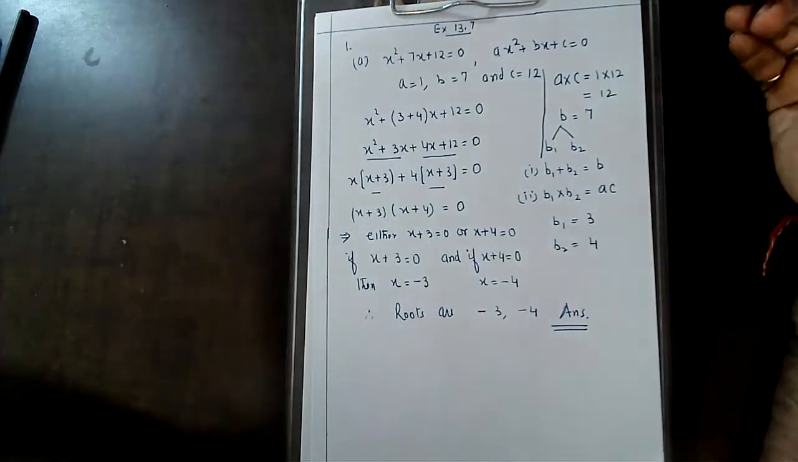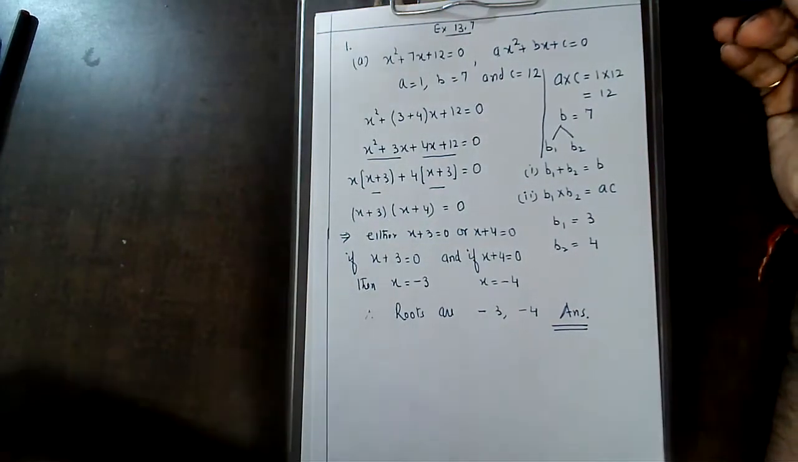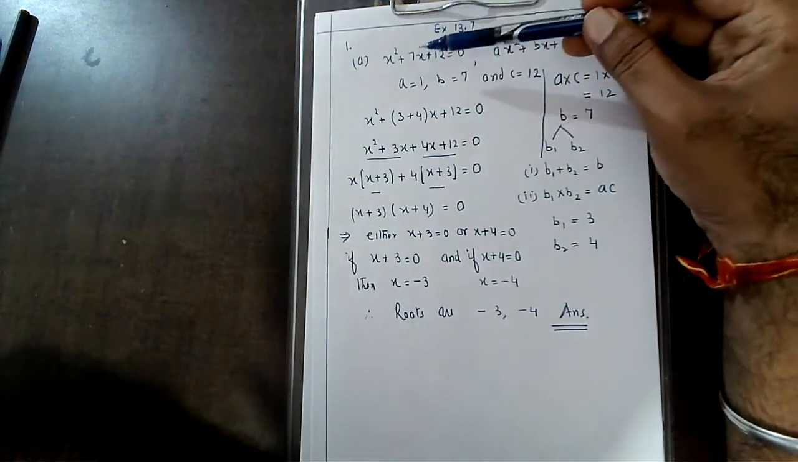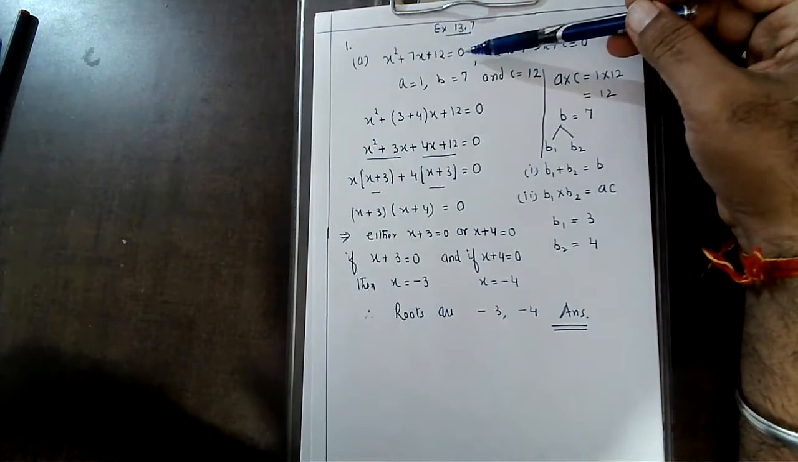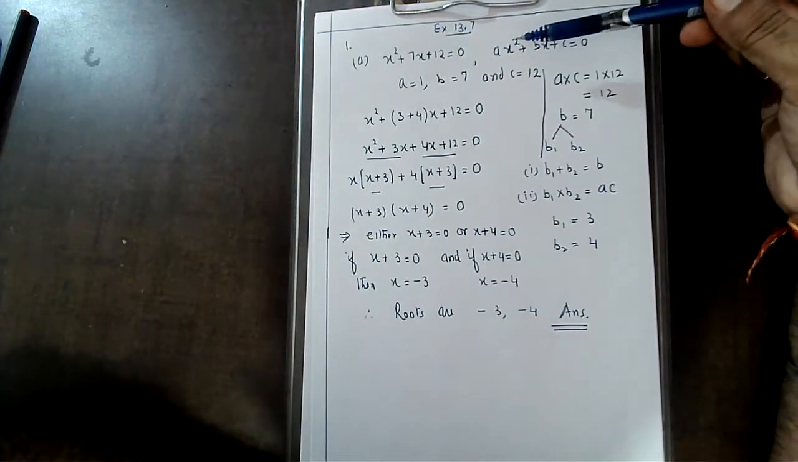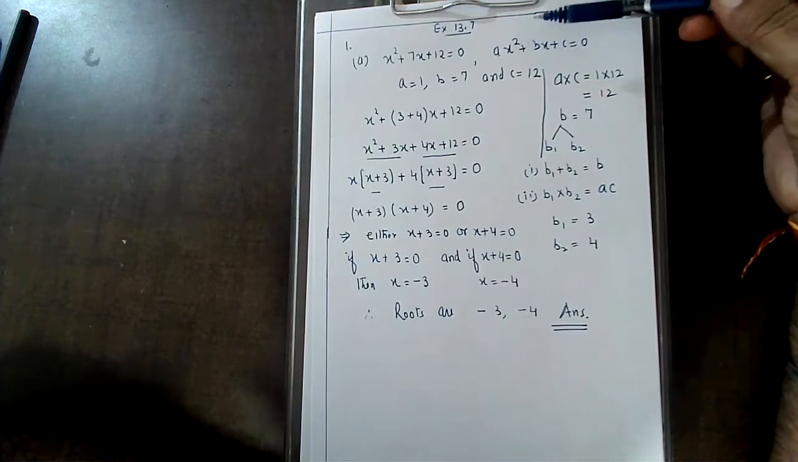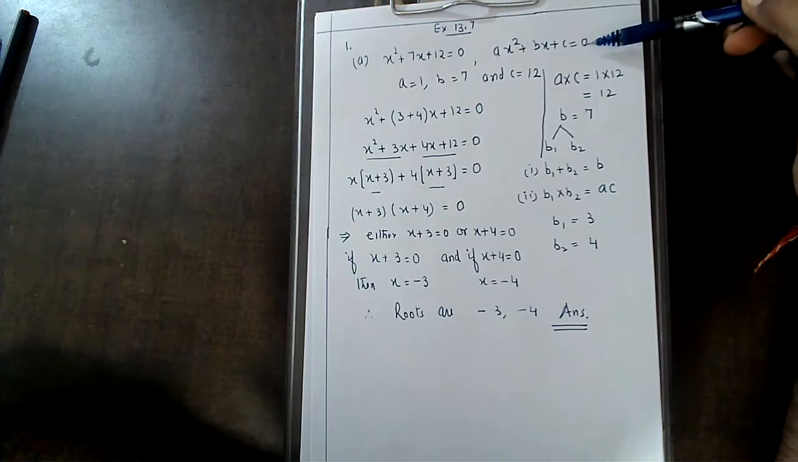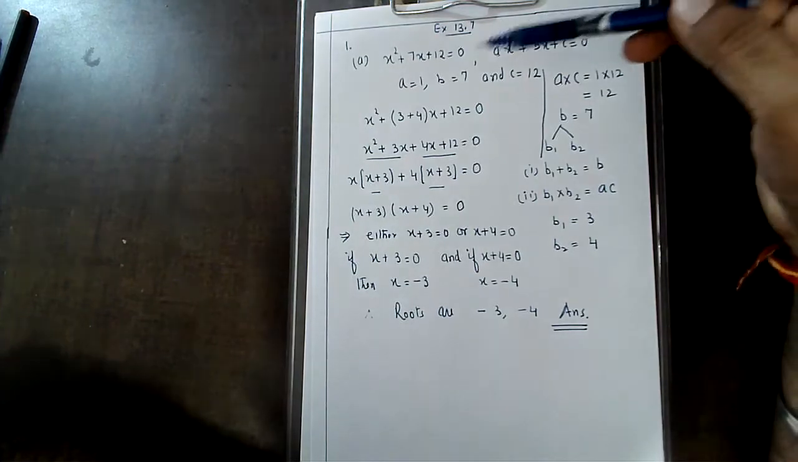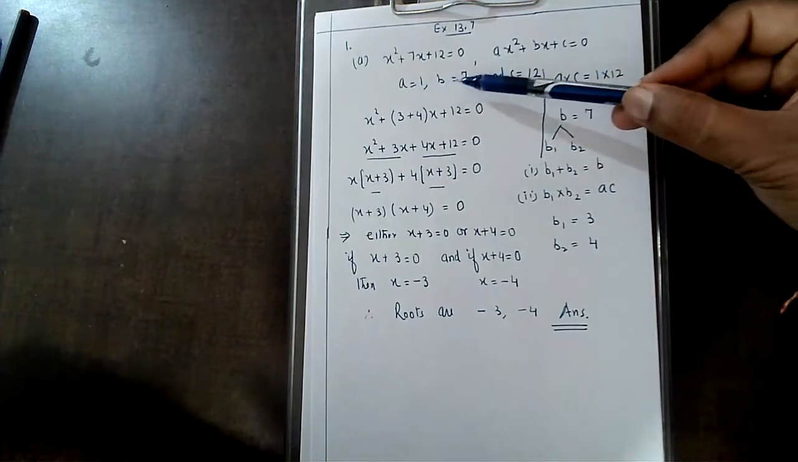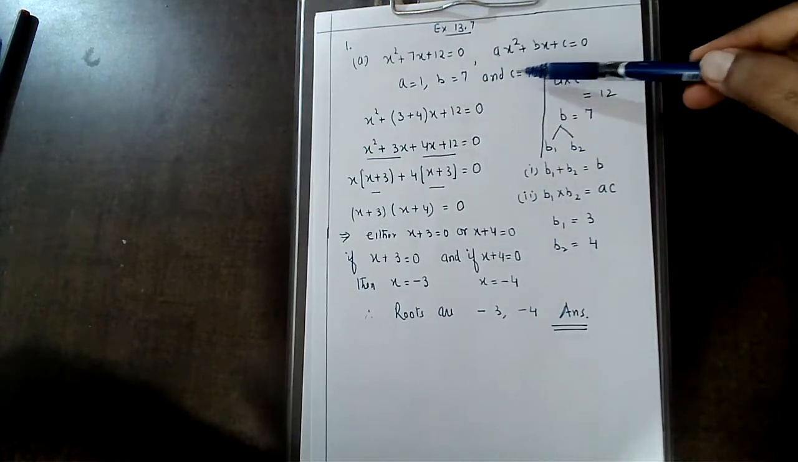Let us repeat the question once again. The question was x square plus 7x plus 12 is equal to 0. We have compared this with the standard form of quadratic equation ax square plus bx plus c equal to 0. On comparing, we have a is equal to 1, b is equal to 7 and c is equal to 12.